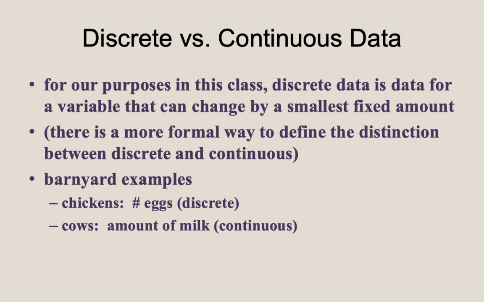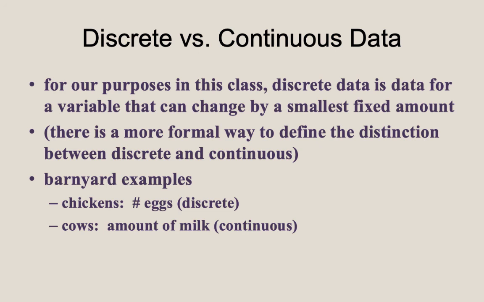So we can now start to tease apart the differences between continuous and discrete data. For our purposes in this class, discrete data is data for a variable that can change by some smallest fixed amount. Or it is data that has been presented in a way that represents it as having some smallest fixed amount. Say annual salaries reported to the nearest $1,000. Mathematically speaking, there's a more formal way to define the distinction between discrete and continuous, but it doesn't really help us at this stage in our introduction to statistical thinking.